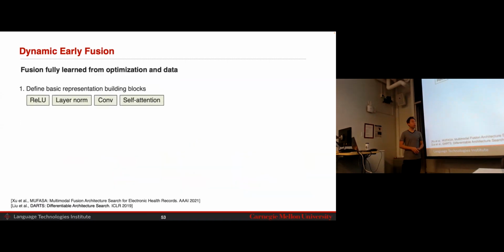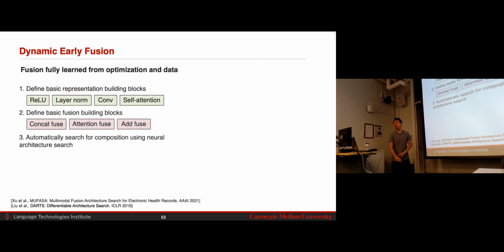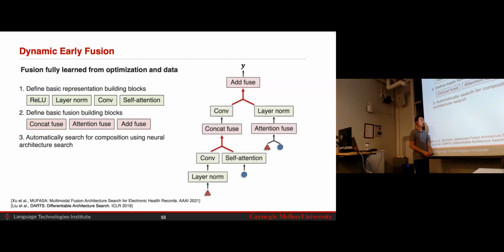So essentially what that means is that a fusion is fully learned from data. There are several extensions of this based on architecture search, where again, you can define basic unimodal building blocks. Right? I might do a ReLU, convolution, self-attention. These are unimodal functions. You can define some basic fusion building blocks like concatenation, attention, additive, multiplicative, and so on. And I can automatically search for the best sequence of actions to take in order to decide when to do unimodal processing or when to do fusion. Right? So it's a purely data-driven way.